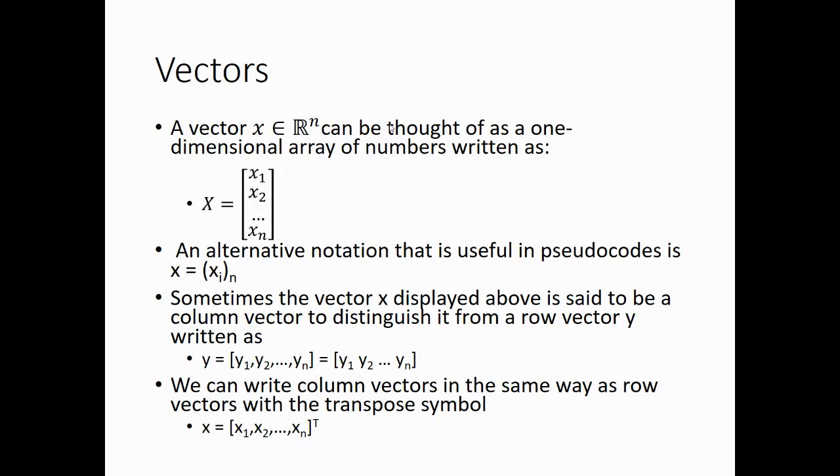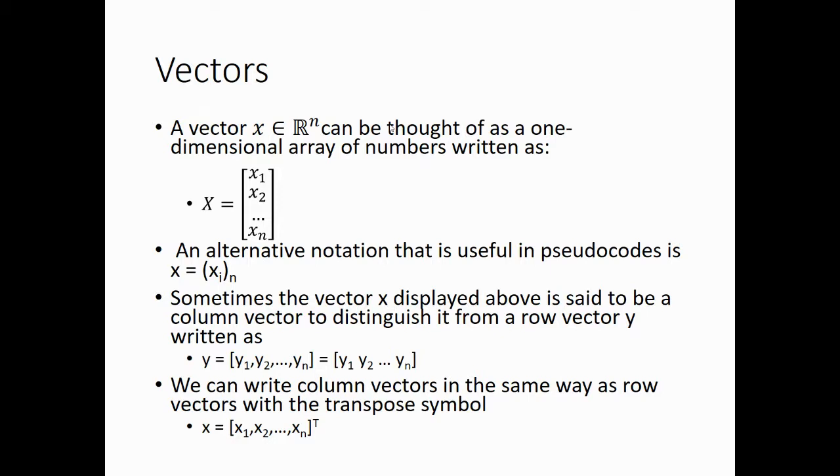We can start out with a vector as a member of the real numbers raised to the n. It can be thought of as a one-dimensional array of numbers written as x equals x1, x2, all the way down to xn. This should be familiar to you from the C++ concept of vector or array.